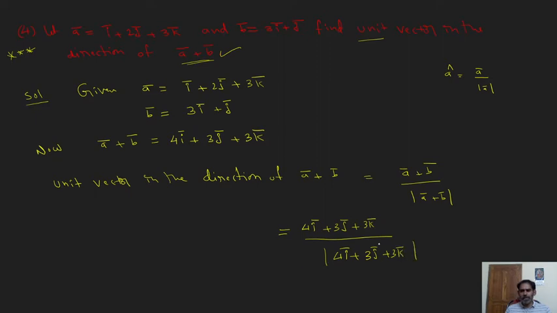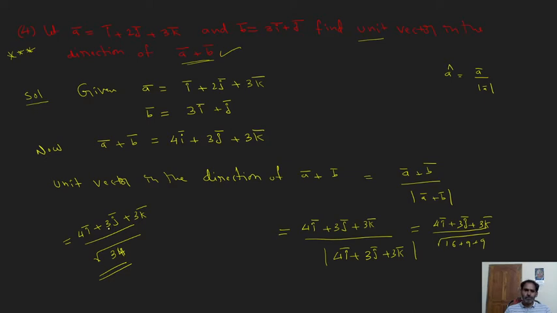So finally the answer is 4i bar plus 3j bar plus 3k bar divided by square root of 16 plus 9 plus 9. So this is the final answer: 4i bar plus 3j bar plus 3k bar divided by square root of 34. That is the unit vector in the direction of A bar plus B bar.